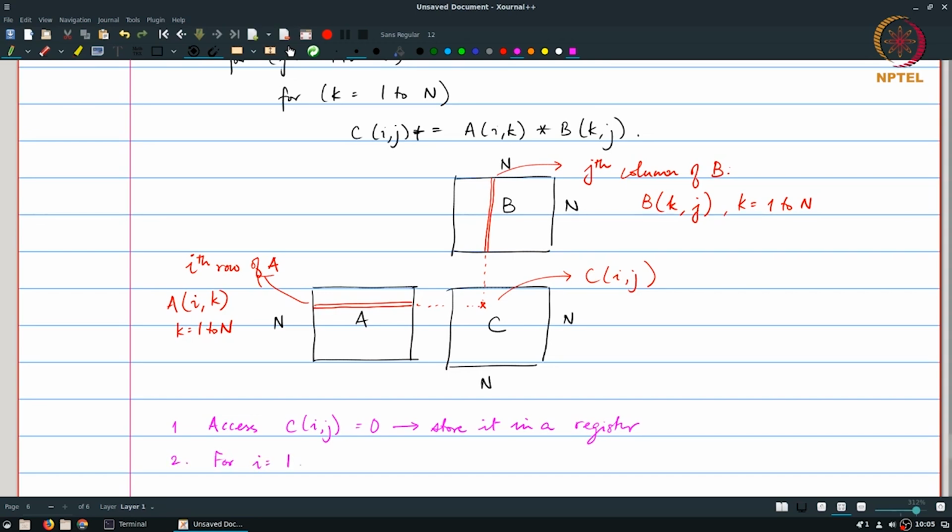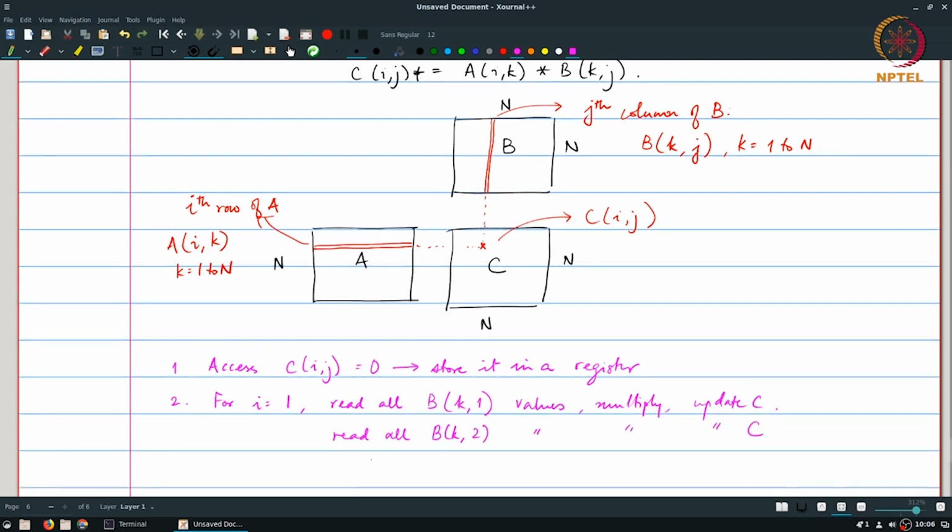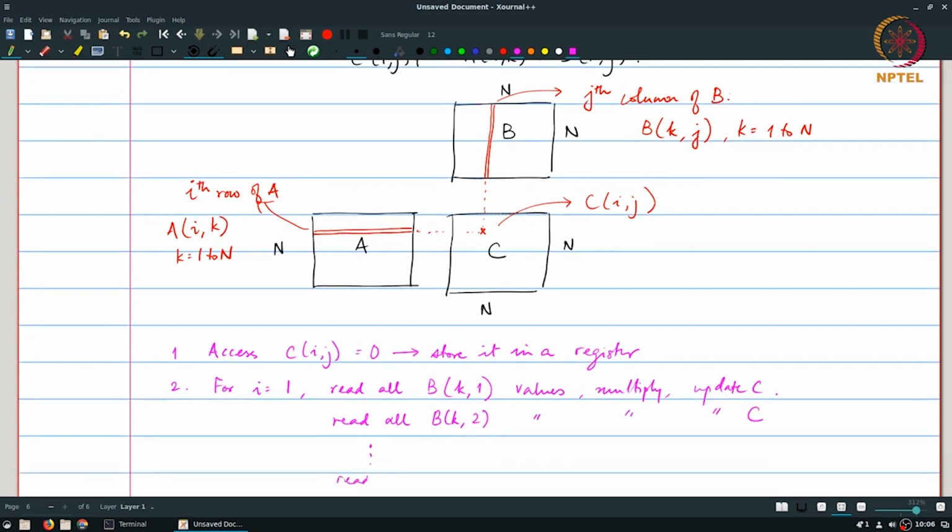Then for I equal to 1, read all B of k comma 1 values, multiply, and update C. Then read all B of k comma 2 and update C. Repeat like this until I read all B of k comma n and update C.